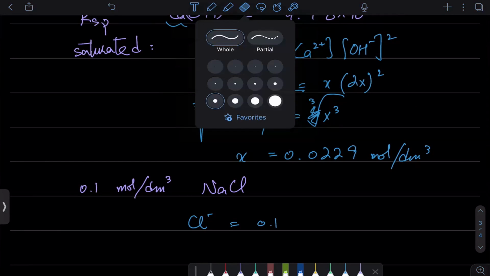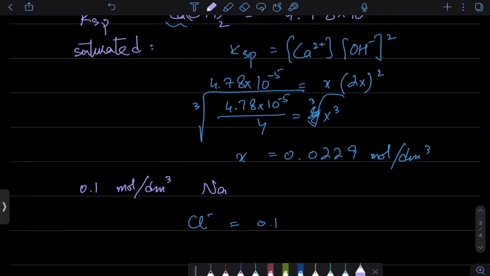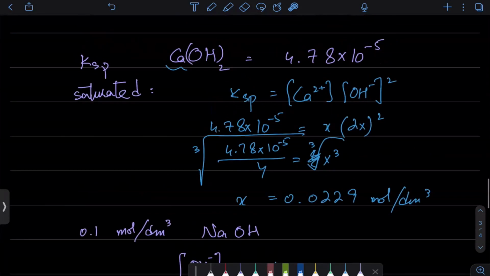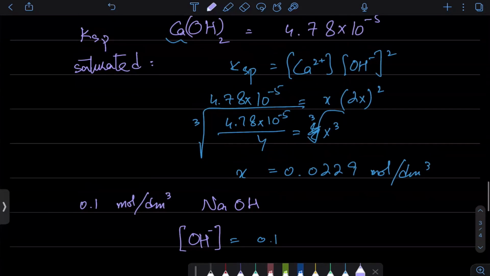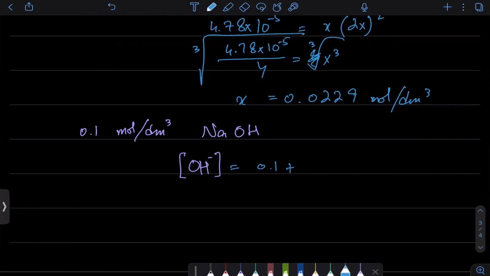And this will not cause any common effect. Let's say this was sodium hydroxide. Okay, so I have added 0.1 mole per dm cube sodium hydroxide to this, which means the value of hydroxide's concentration is going to be updated. Sure, it is still 0.1 from this, but at the same time, this is also contributing to that. And the concentration of hydroxide coming from calcium hydroxide is 2 times this. So if I want to include it, I can say that this is plus 2 times 0.0229.